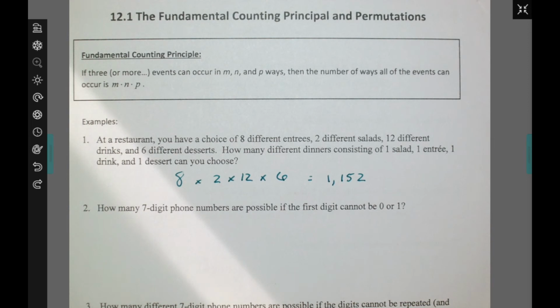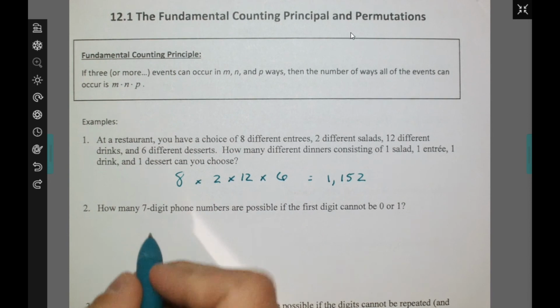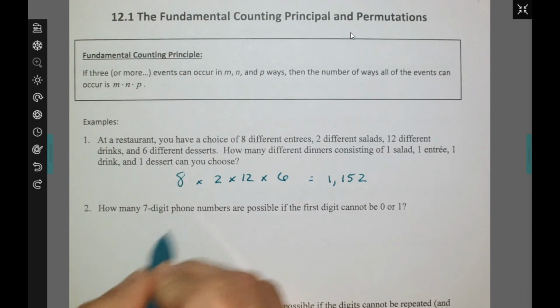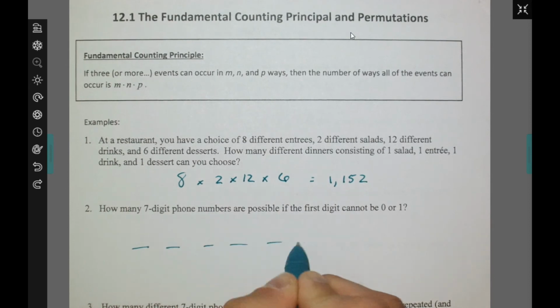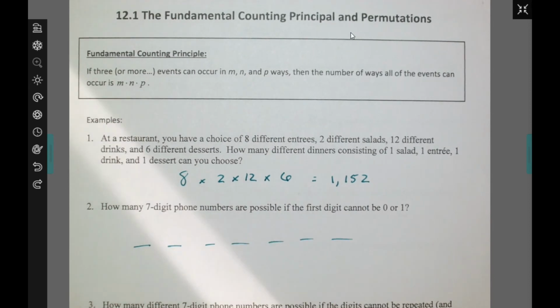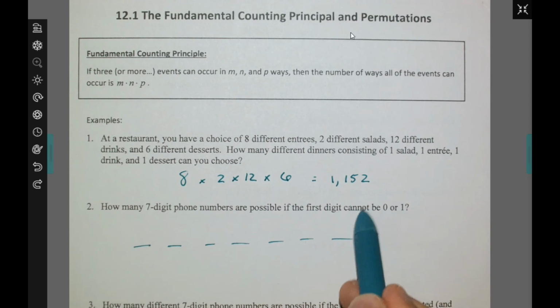For number 2, we want to know how many 7-digit phone numbers are possible if the first digit cannot be 0 or 1. What I like to do on these is I have 7 blanks we need to fill in. So it's a 7-digit phone number. So 1, 2, 3, 4, 5, 6, 7. And then we have the stipulation that the first digit cannot be 0 or 1.